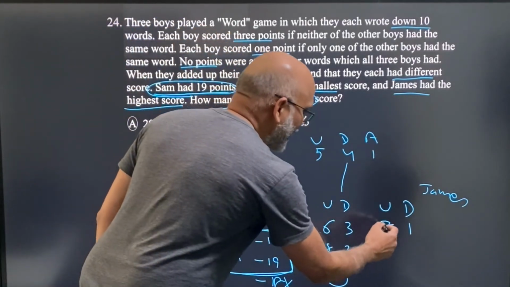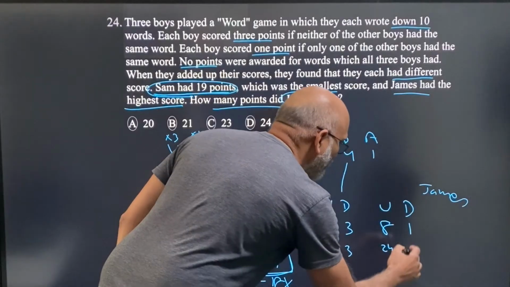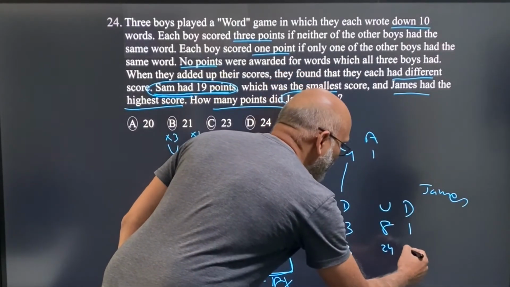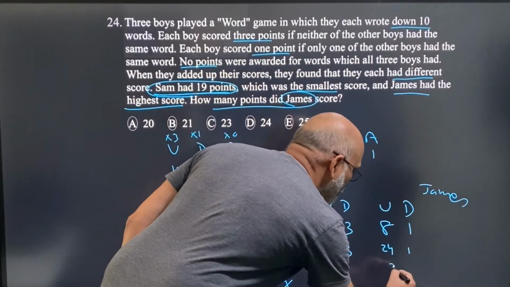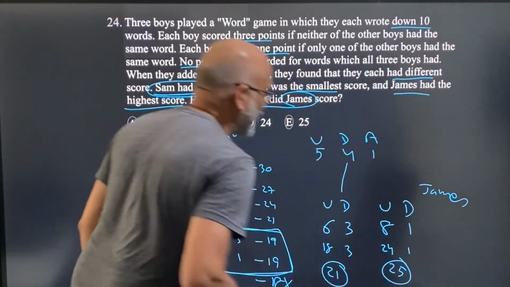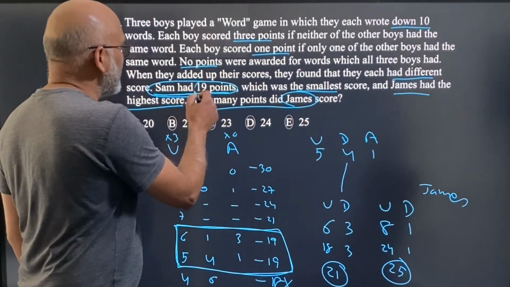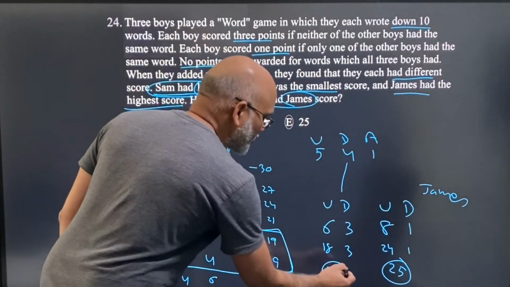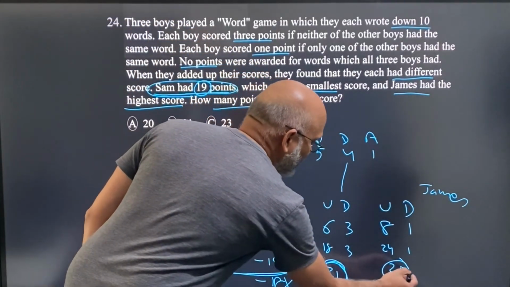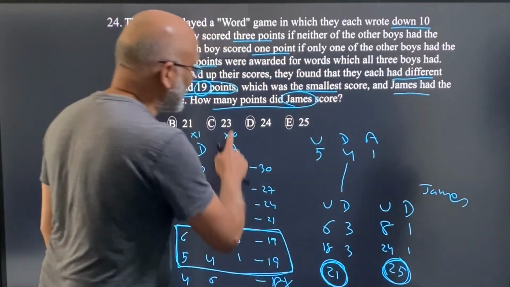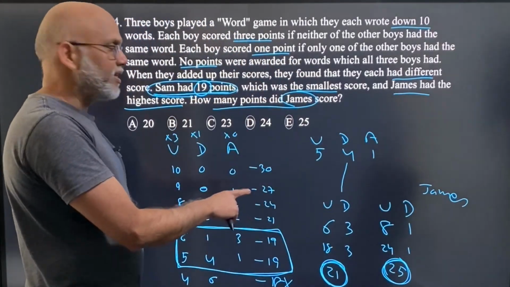Now in this case, 8 times 3 is 24, and this gets 1 point, plus 1. 24 plus 1 is 25. All right, now I'm getting somewhere. So Sam has 19 points, this person has 21 points, and James has 25 points. So they all had different scores, right?